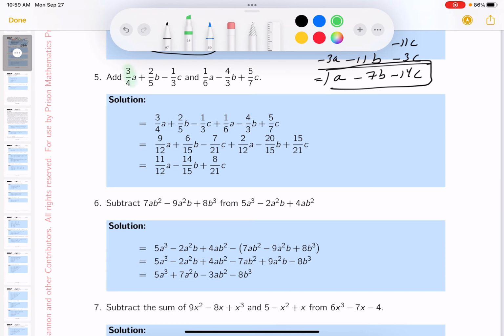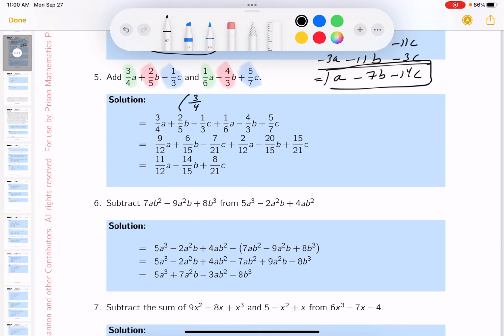So I'm looking at the a's. I'm going to add these 2 algebraic expressions together. I'm basically doing it term by term. I'm going to look at the b, and I guess I'll look at the c, and then write this down for you, all right? So I'm going to do the a first. I like to go in alphabetical order.